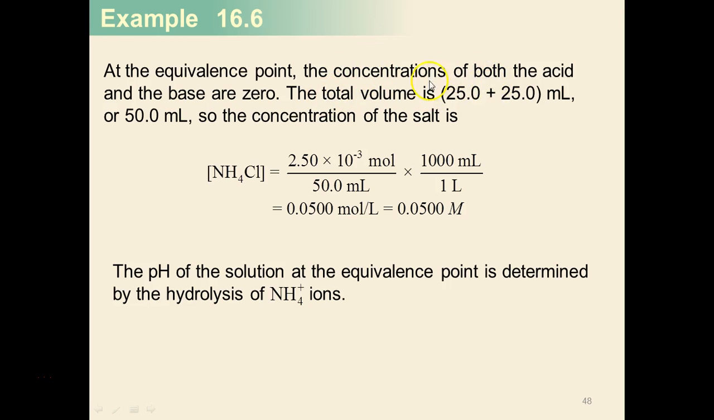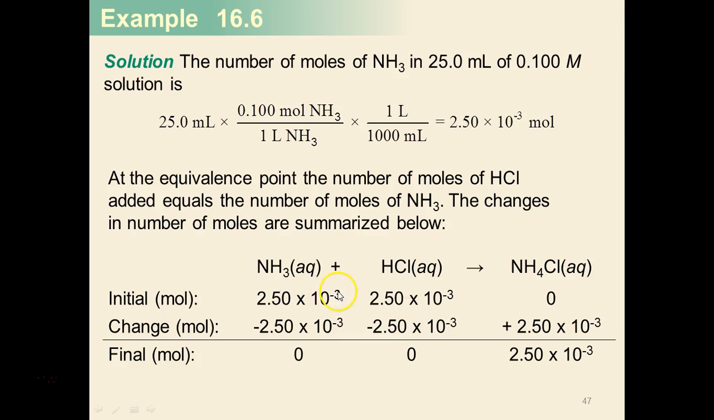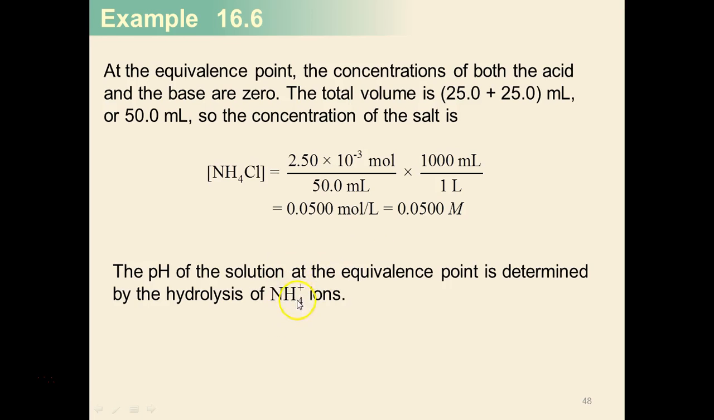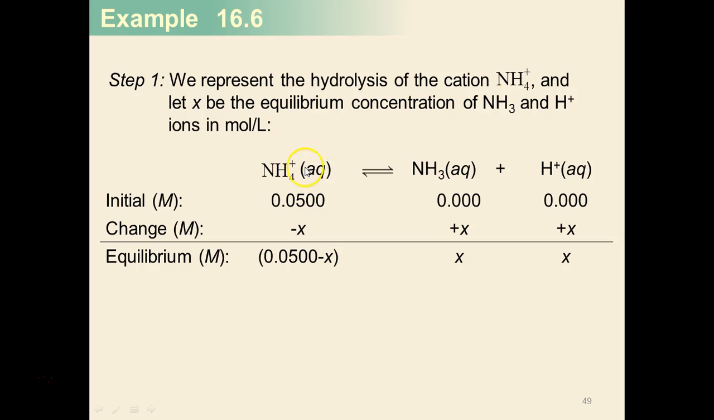All right, so let's figure out the molarity of this ammonium chloride. The total volume of the acid and base added together is 50 milliliters. So if we take the number of moles of this salt, ammonium chloride, divided by 50, multiply by 1,000, we have a 0.05 molar solution of the salt. So the pH of the solution is dictated by the hydrolysis of those NH4 plus ions, the conjugate acid of the weak base ammonia. So this conjugate acid initially has this concentration.